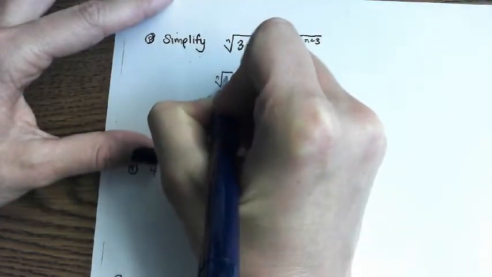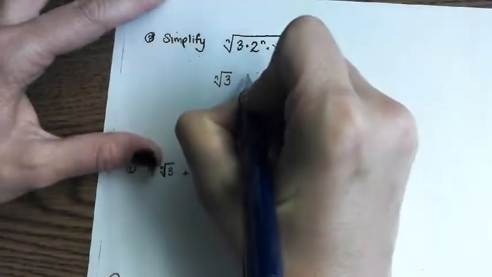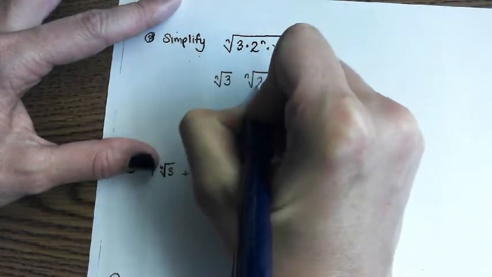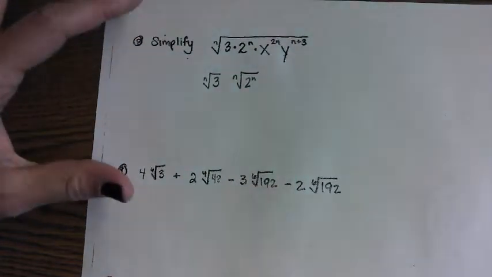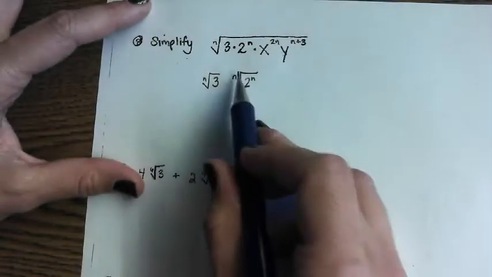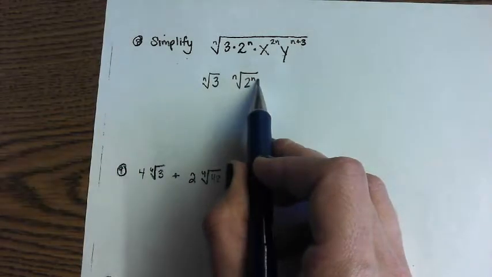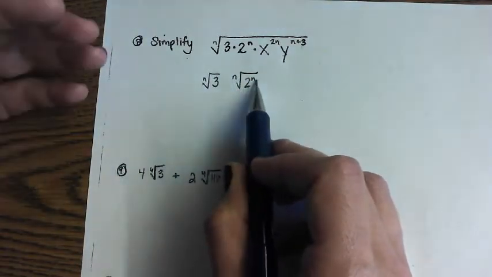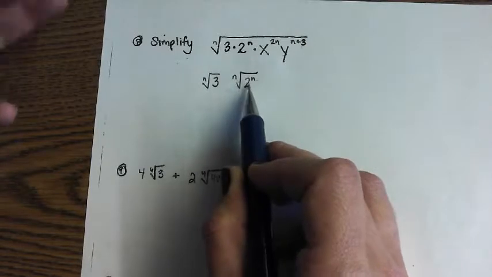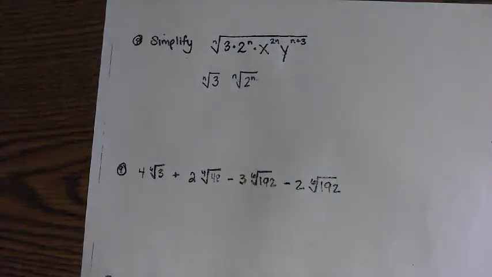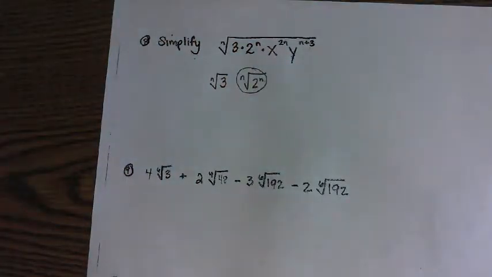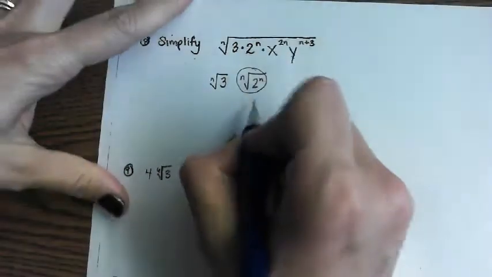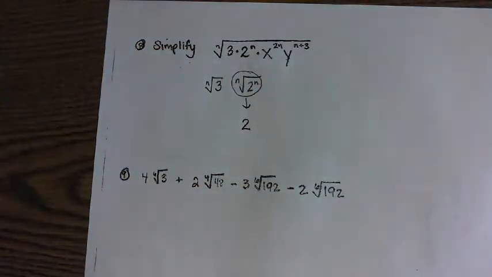No matter what root we're taking, we can't. So I'm going to keep that the nth root of 3. And then it's going to be the nth root of 2 to the n. What will that be? 2, right? If it was the square root of 2 squared, or the cubed root of 2 cubed, or the fourth root of 2 to the fourth, wouldn't that always just be 2? So that one will be a 2. So I'm going to circle that. We'll get there. I can do that just to kind of track.